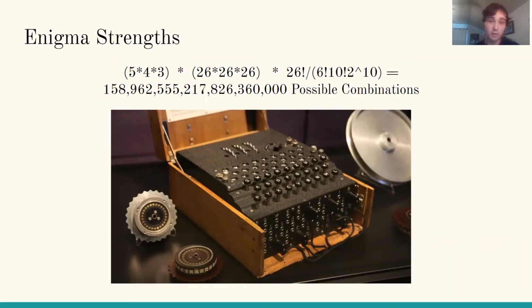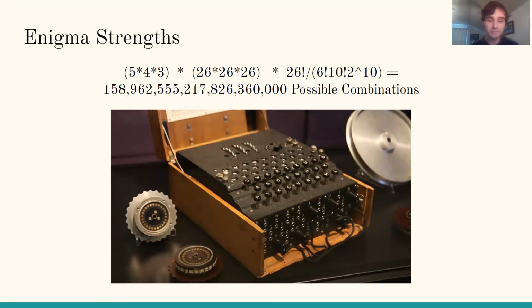Multiplying all these together, combining all these different settings, you get 158 quintillion, 962 quadrillion, 555 trillion, 217 billion, 826,360,000 possible combinations. And so one Enigma machine could create that many different encryptions from one machine.